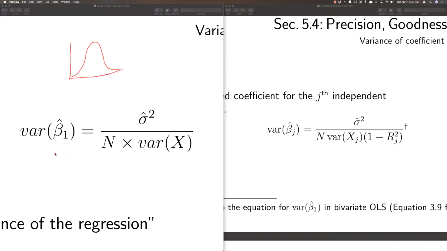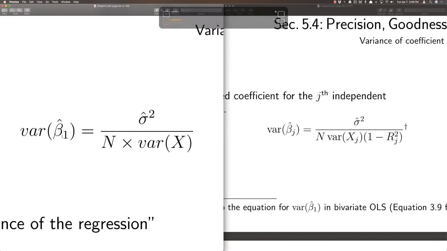That's what this variance is about. So this was the number of rows in your data set. The bigger that was, the skinnier the variance became, right? Because if you increase the size of the denominator of a fraction, the size of the fraction gets smaller. This was the variance of x.